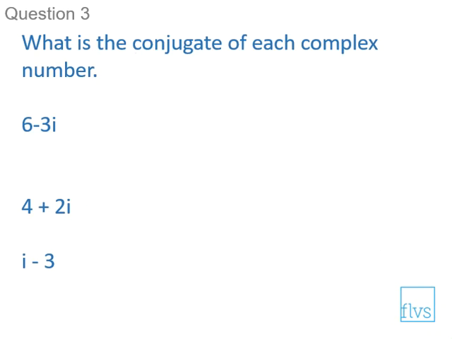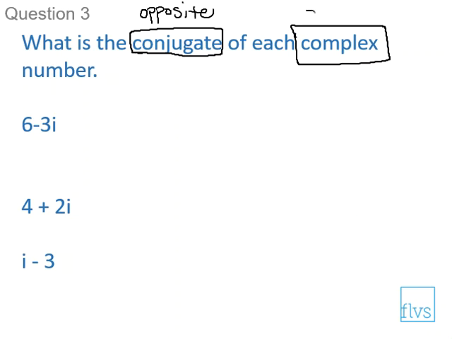Alright, this term conjugate means opposite. And a complex number is defined by a plus bi. So when we find the conjugate, we're just going to change the sign of the imaginary term.